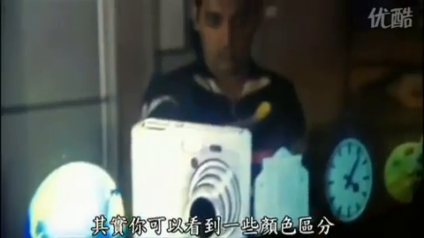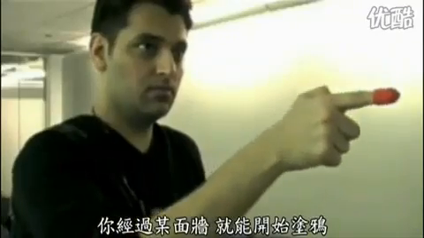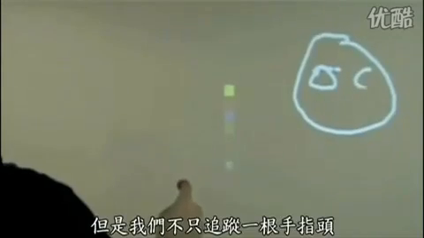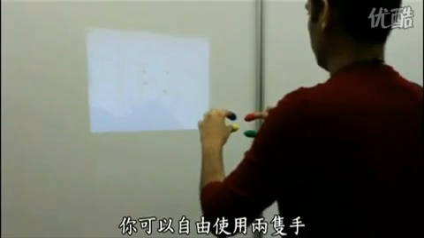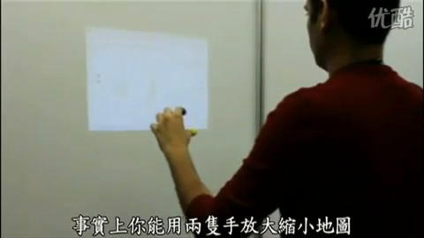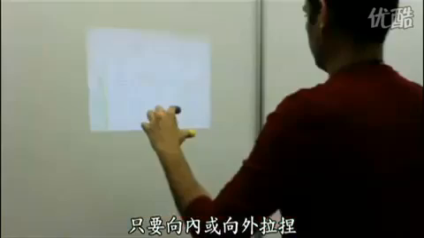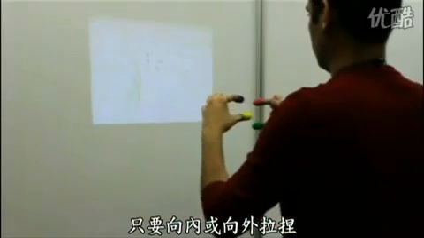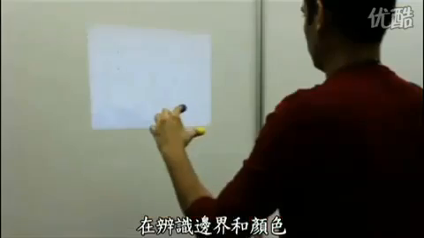And actually, if you see, there are some color markers that in the beginning version we were using over there. You can start painting on any wall, you stop by a wall and start painting on that wall. But we are not only tracking one finger here. We are giving you the freedom of using both of your hands. So you can actually use both of your hands to zoom into or zoom out of a map just by a pinching operation over here.